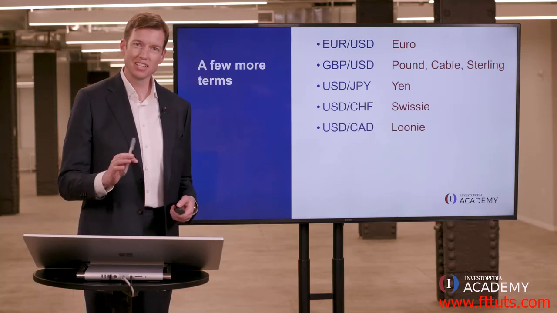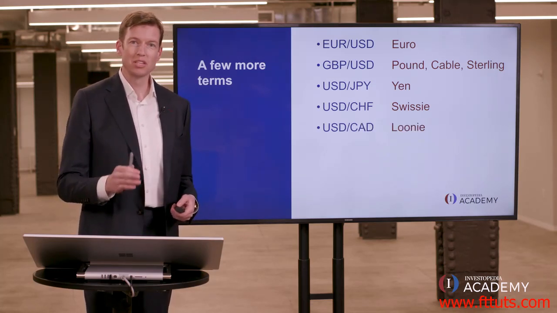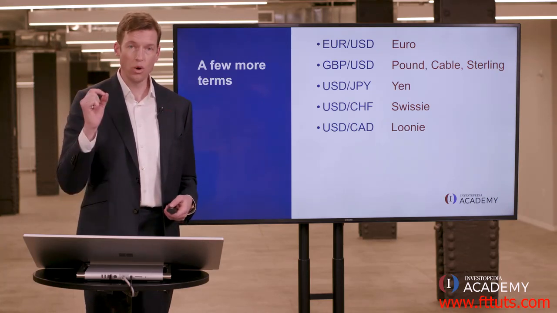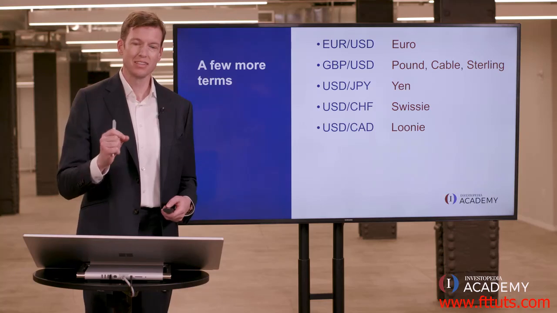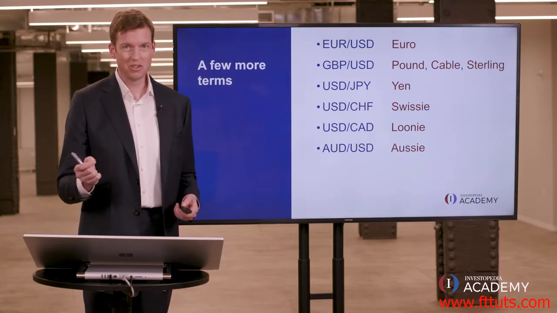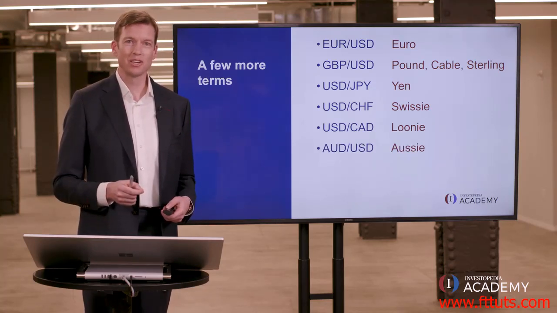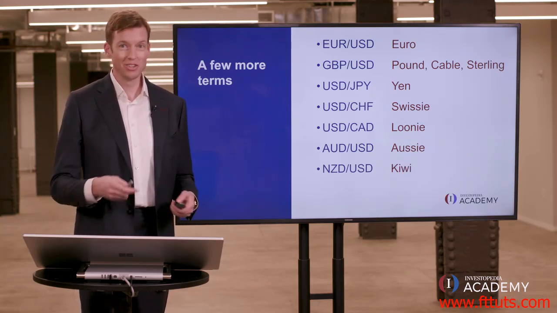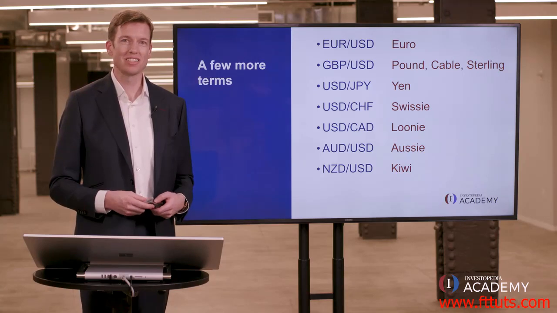The loonie, and this one takes traders sometimes by surprise, but it's the Canadian dollar versus the US dollar, and it's called that because the Canadian dollar coin has a loon on its face. Now, the Aussie is pretty straightforward, just the Australian dollar versus the US dollar, and the Kiwi, which is the New Zealand dollar versus the US dollar, and those two actually wind up acting very much the same in the Forex.